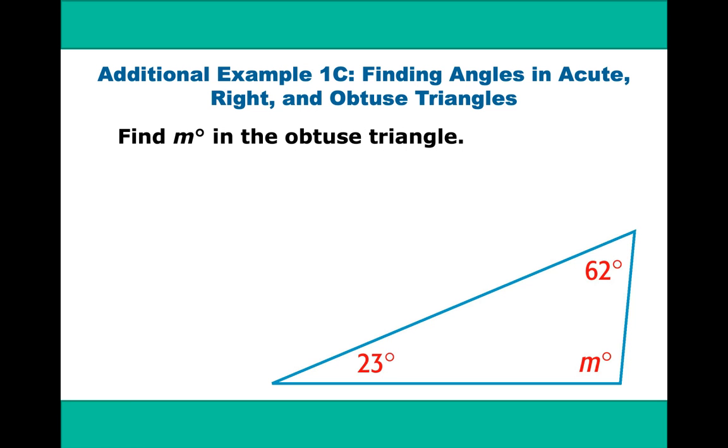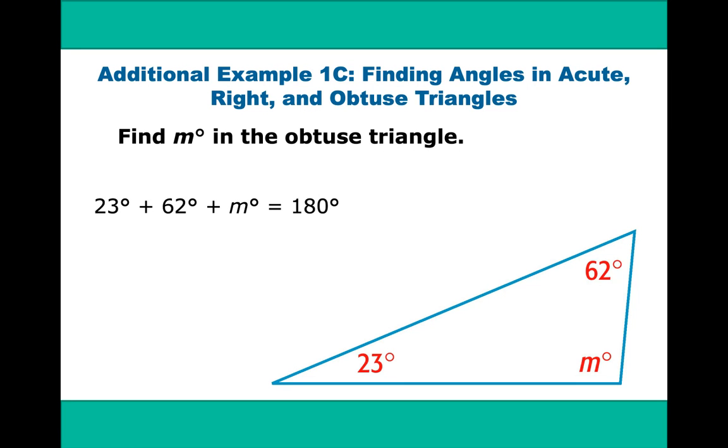All right, here's an obtuse angle. We see we have 62 degrees and 23. Both of those are acute, so that tells us that this angle here must be over 90 degrees. So if you were to get an answer that did not equal over 90 degrees, that'd be a good indication that you'd done something wrong.